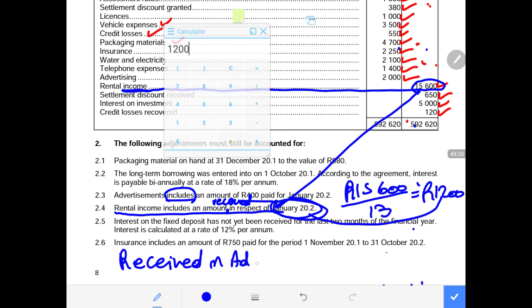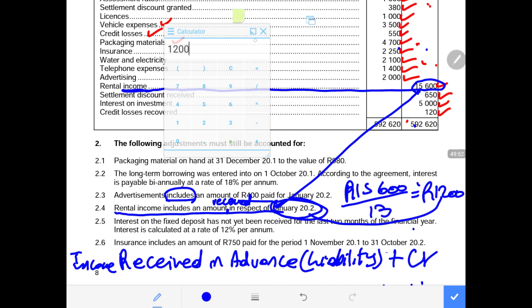Received in advance. That means it's what you call income received in advance. And income received in advance is a liability. Liabilities increase on the credit side. That means we need to credit our income received in advance on the credit side.